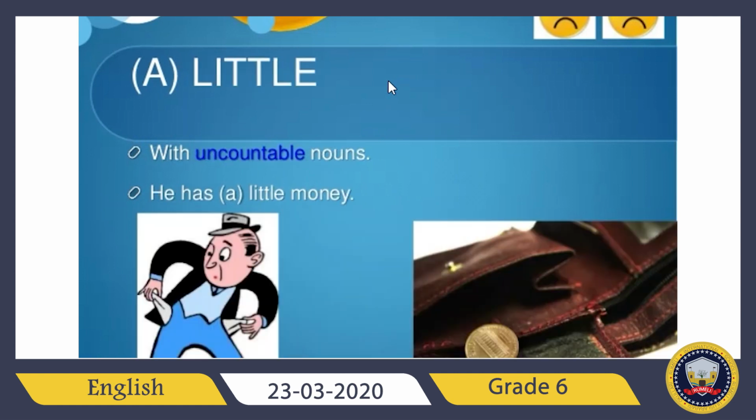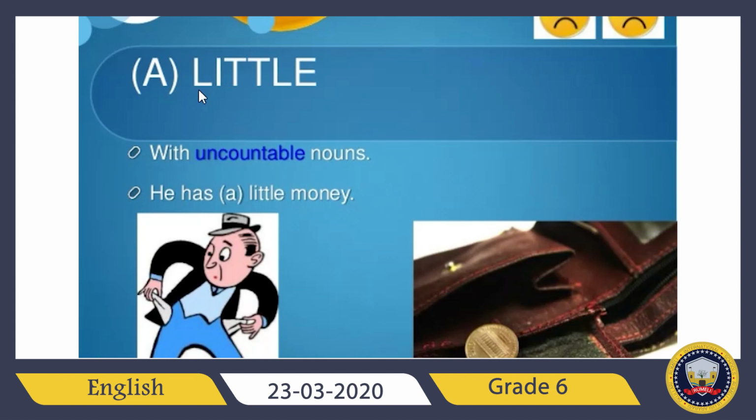But there is a very remarkable point. Well, I usually ask my students what the difference between "little" and "a little" is, or for example the same case for "few" and "a few." Please remember, when we use "little" and when we use "a little," the sentence doesn't have any negative meaning.